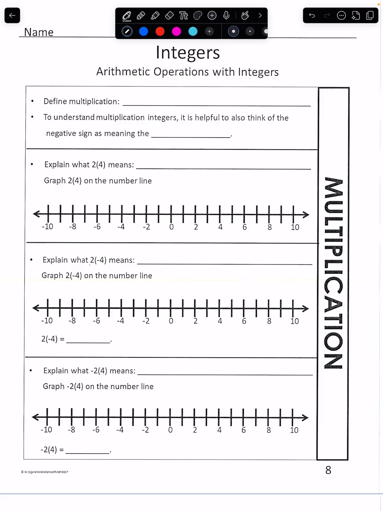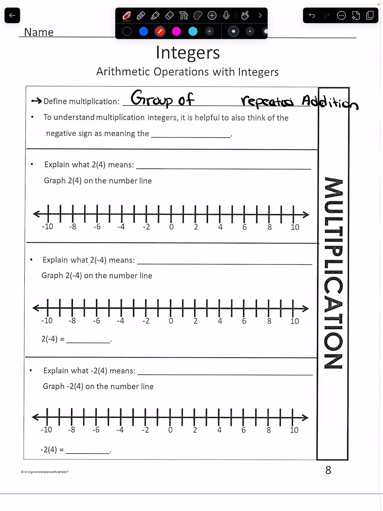Alright, so our first line that we are going to read is define multiplication. Multiplication, we are going to use the definition of group of things. So group of. This is also repeated addition. If you run out of room, that's okay. So repeated addition is like 2 plus 2 plus 2 is 6. But that's also 2 times 3. 2 groups of 3. Or 3 groups of 2.